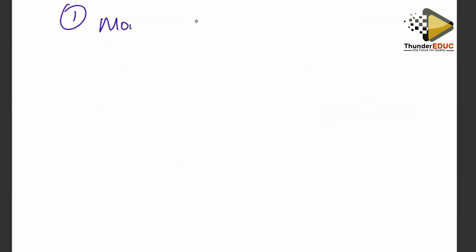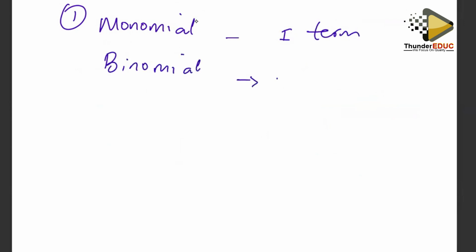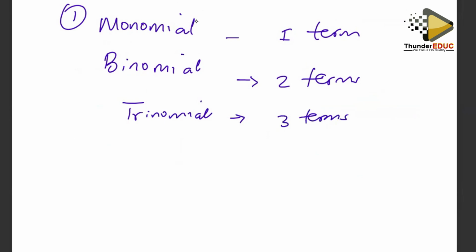One, we have what we call a monomial. This is an expression with just one term. Okay. We have a binomial, which is an expression with just two terms. And then we have a trinomial, which is an expression with just three terms. We can even have a quadrinomial for 4 terms and so on and so forth.